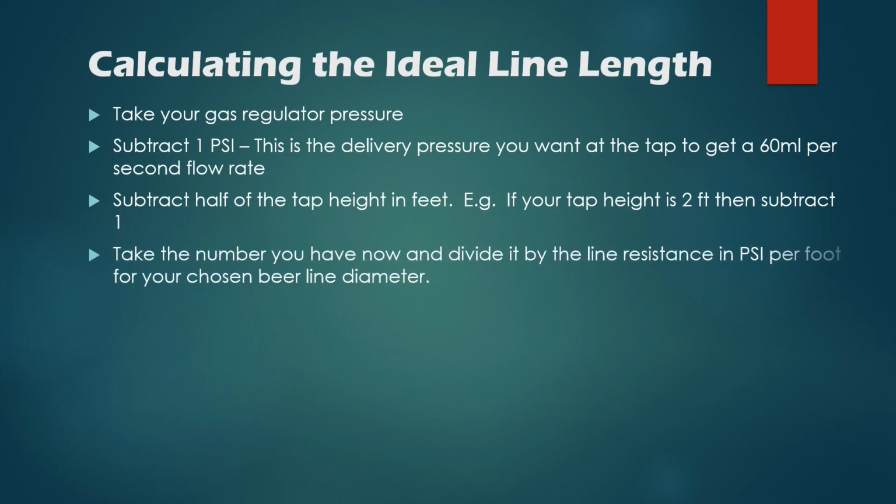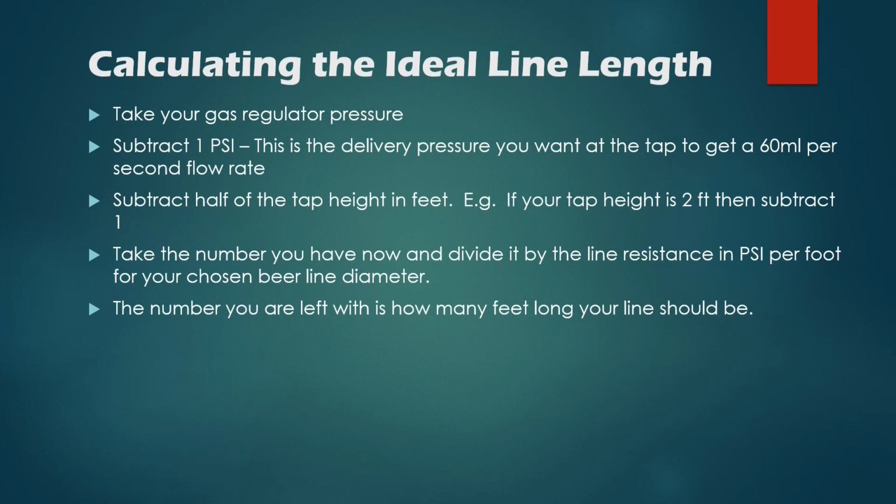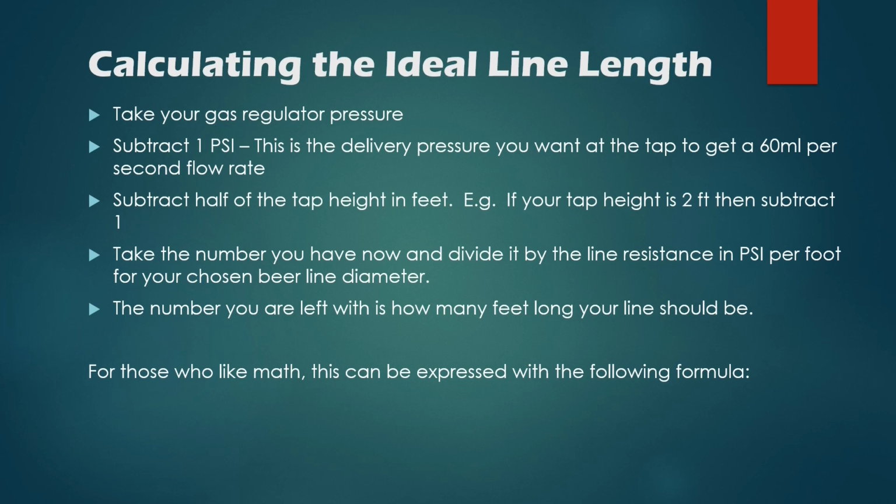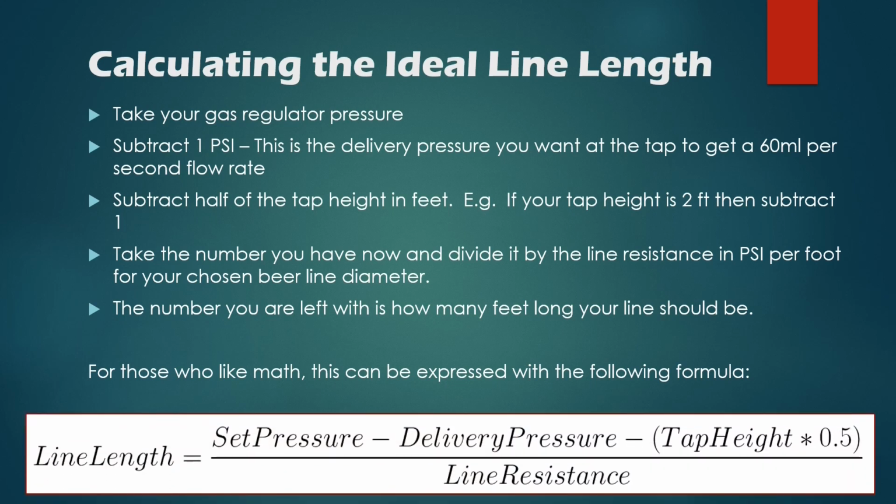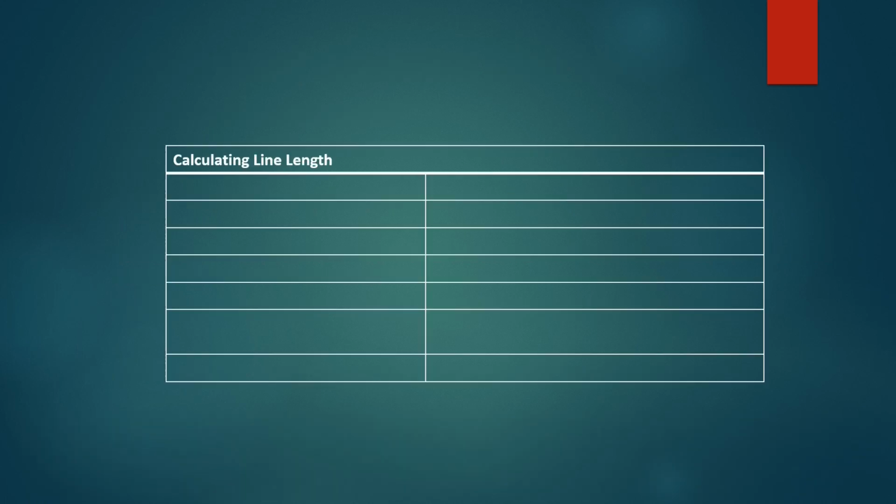Take the number you have now, divide it by the line resistance in psi per foot for your chosen beer line diameter. The number you're left with is how many feet long your beer line should be. For those who like math, this can be expressed with the following formula. Now let's work through my example.